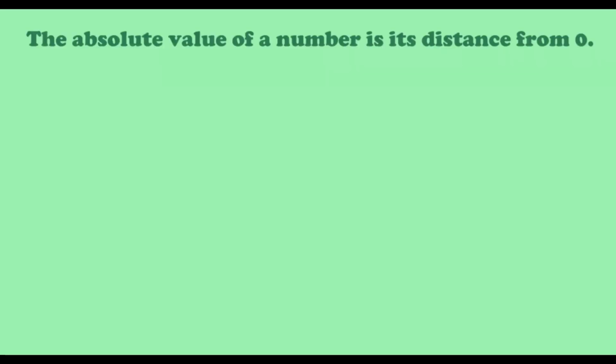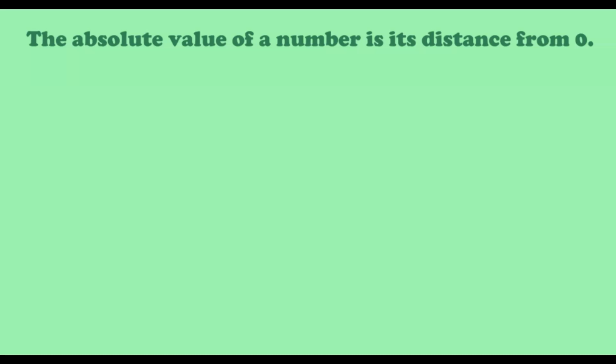In this video, we are going to learn about the absolute value of a number. What is the absolute value of a number? The absolute value of a number is simply its distance from zero. Let us consider a few examples to understand how to determine the absolute value.